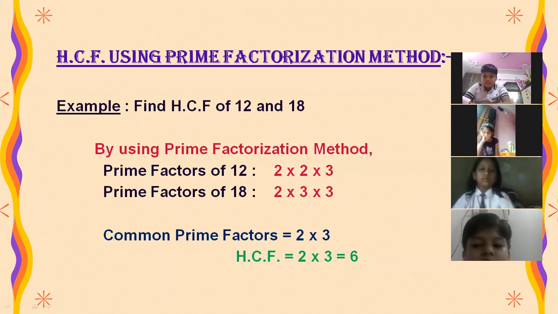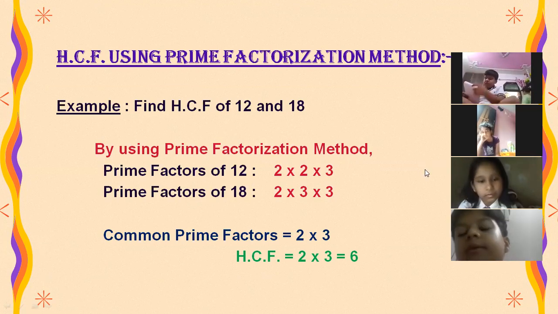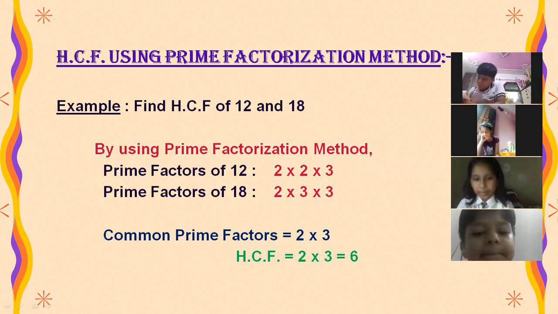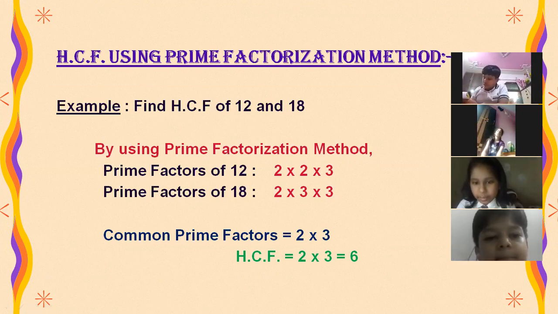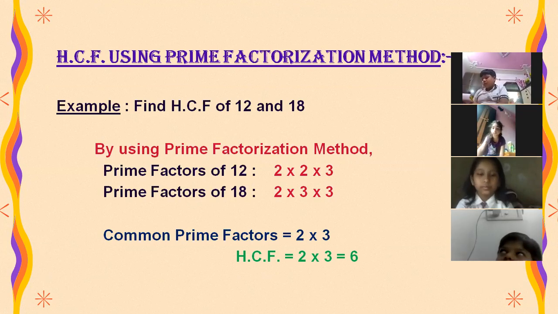So here, the prime factors of 12 are, can you tell me? 2 multiply by 2 multiply by 3. Very good. And the prime factors of 18? 2 multiply by 3 multiply by 3. Exactly. So these are the prime factors.